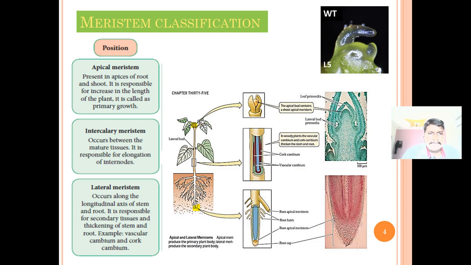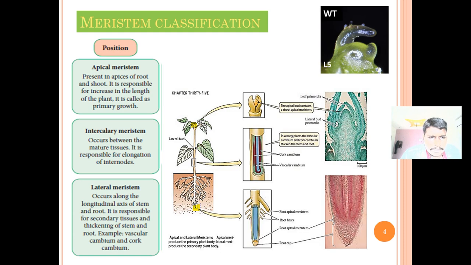When it comes to intercalary meristem, this is found in the nodal region. In between the nodal region, the intercalary meristems are present. How are they formed? From the apical meristem, some of the meristematic cells are separated or detached. That separated cell acts as an intercalary meristem and starts elongation of internodes. The third one is the lateral meristem.